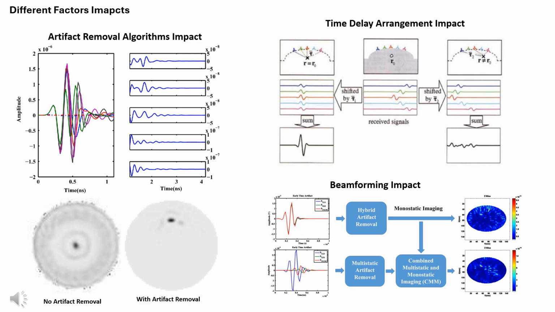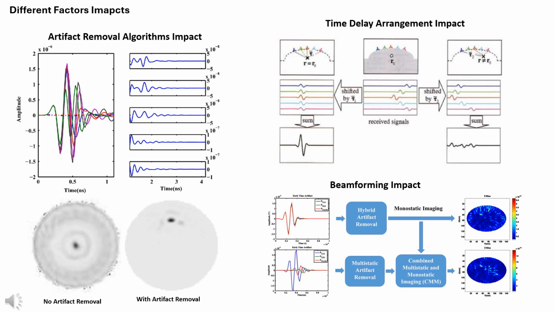This visual contrast demonstrates the effectiveness of artifact removal techniques, which are designed to clean up the image by filtering out unwanted signals and focusing on the reflections directly associated with the target. In the top right section, the diagram illustrates a process where signals are time-shifted and then summed. The top part of the diagram shows the geometric relationship between the antennas and the object being imaged, highlighting how different antennas receive signals at different times due to varying distances.